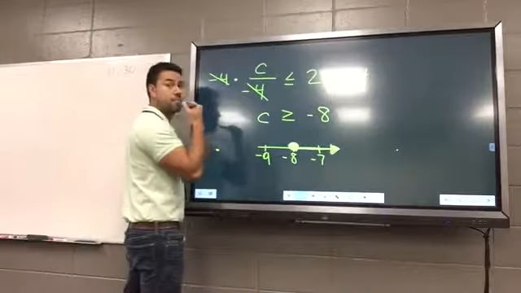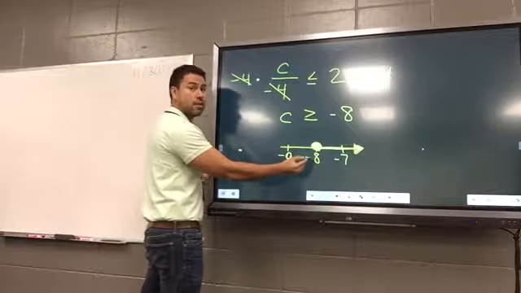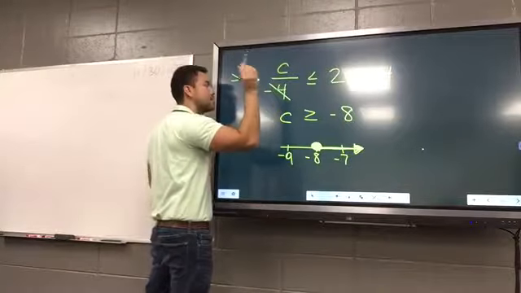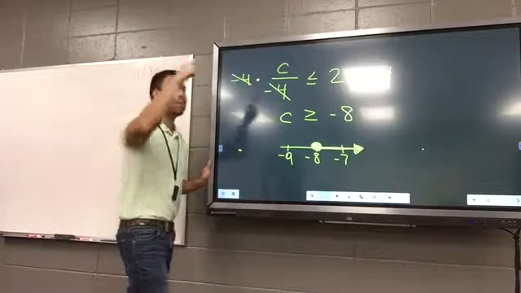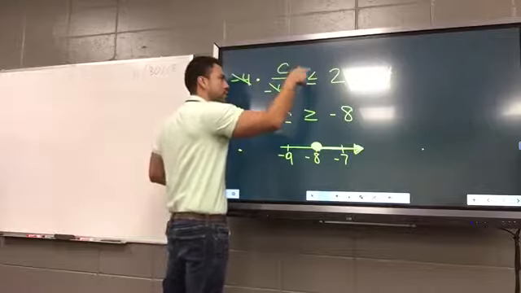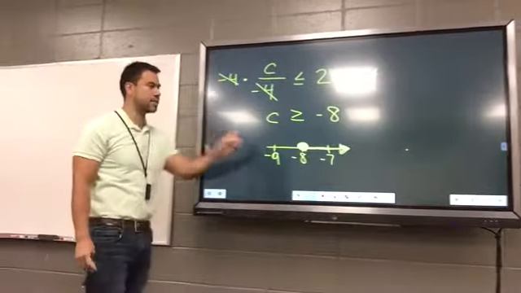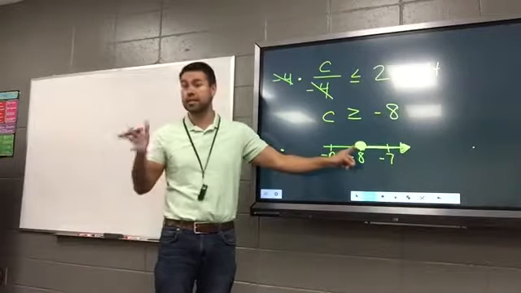Could you do 8? Yeah, negative 8, you mean? Yeah. Okay, negative 8 divided by negative 4. Positive 2. Is positive 2 less than or equal to 2? Yes. Yes, that's why we have the closed circle. So you guys see why closed circles and open circles are not the same?